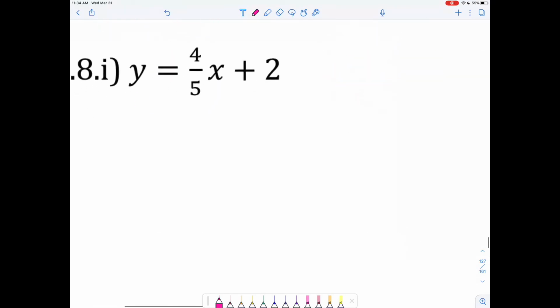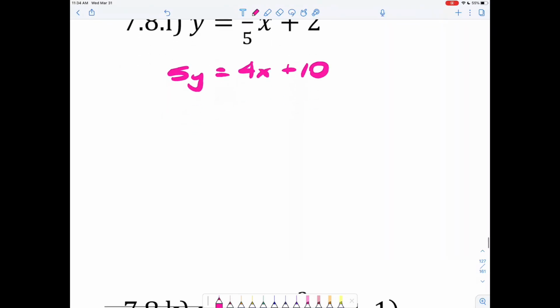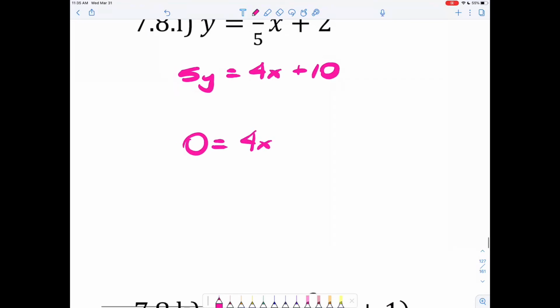Well, assuming you've tried them, here I go. My first step is going to be to multiply everything by 5, get rid of that fractional coefficient, and then get everything onto the same side. 0 over here, I still have a 4x, I still have this 10, but I'm also subtracting 5y.